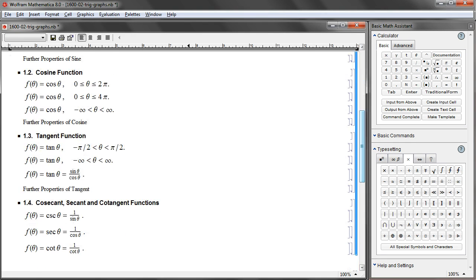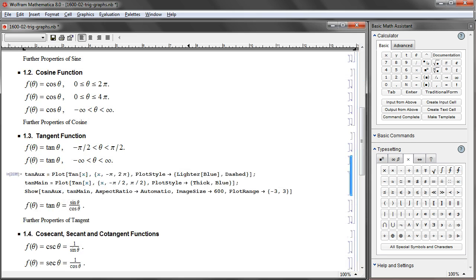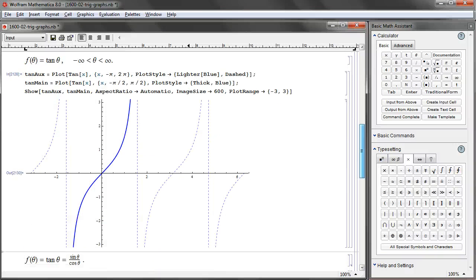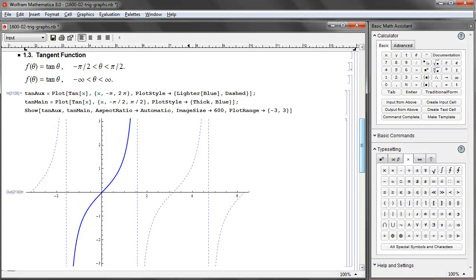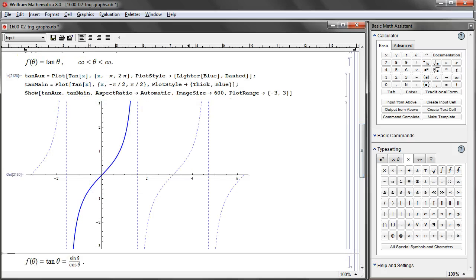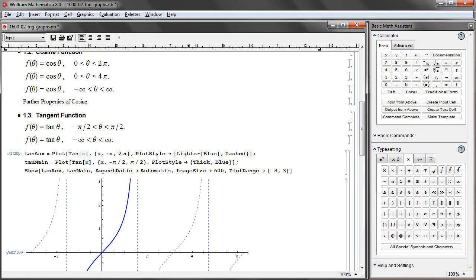Look at the tangent function, and here is the graph of the tangent function. It's not that bad. We have vertical asymptotes, but that's because tangent is sine over cosine, and whenever the denominator hits 0, we expect a vertical asymptote. Here in this picture, in the standard domain, negative pi over 2 to pi over 2, we have this thick blue curve, and the others are just periodic behavior, the same thing coming over and over again.